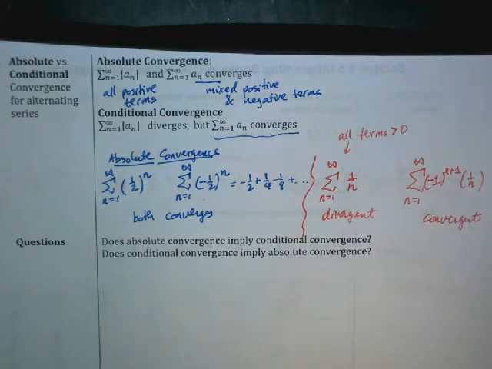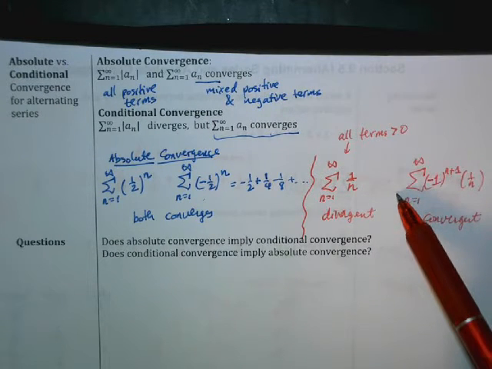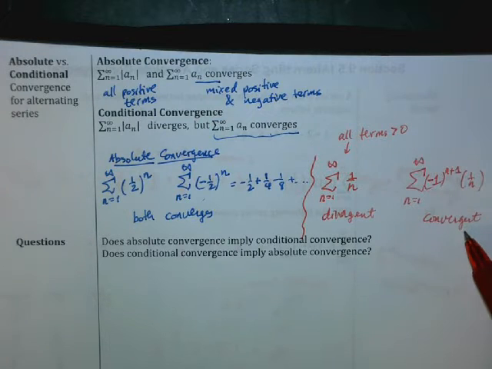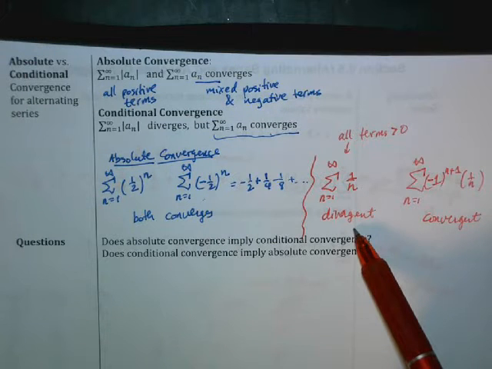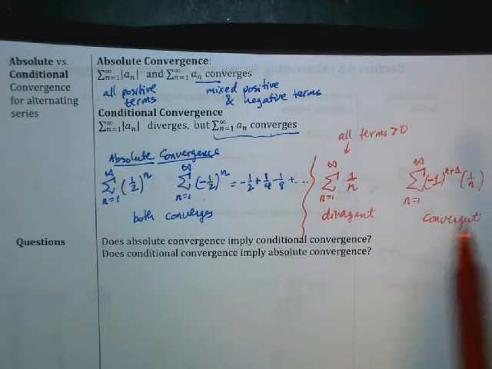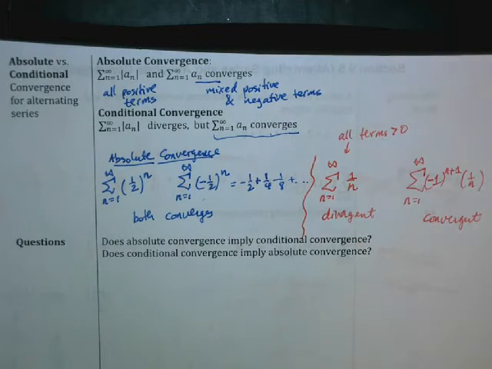So this is a case of conditional convergence: the alternating series is convergent, but the series with all of the positive terms is divergent. Okay? And the harmonic series is a good example of that.